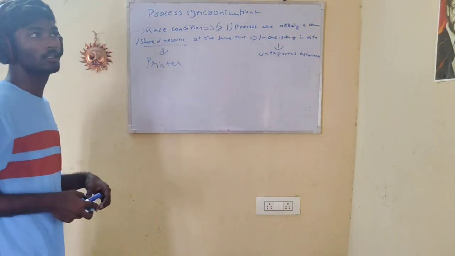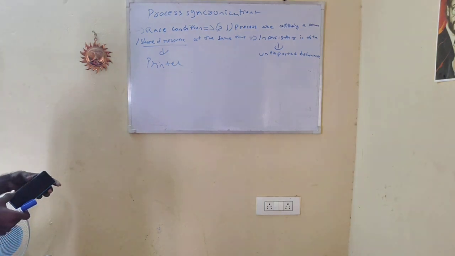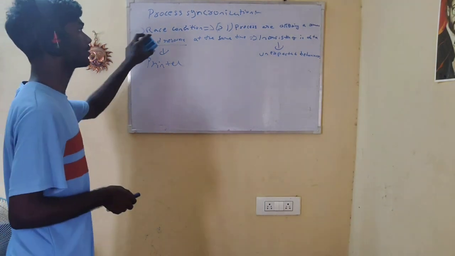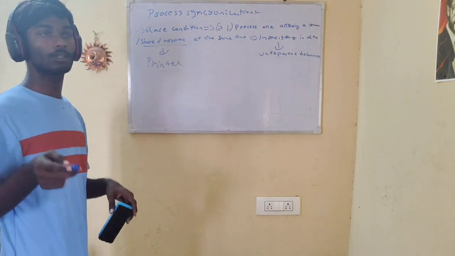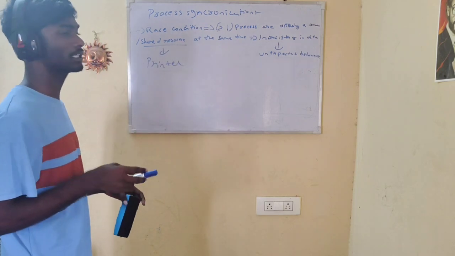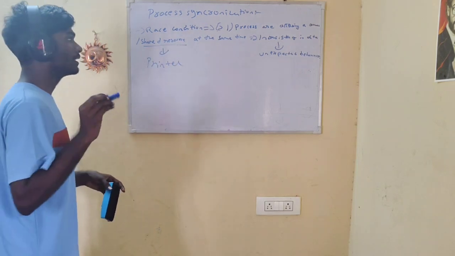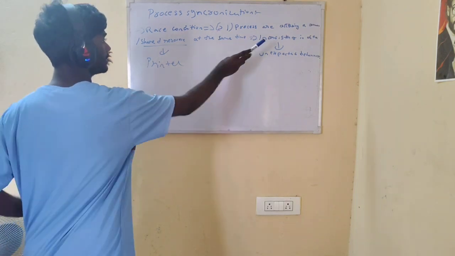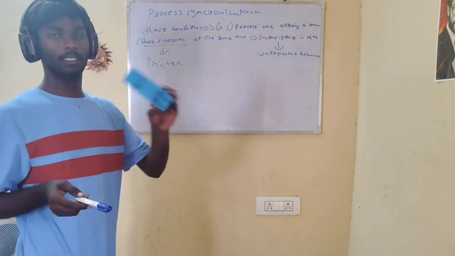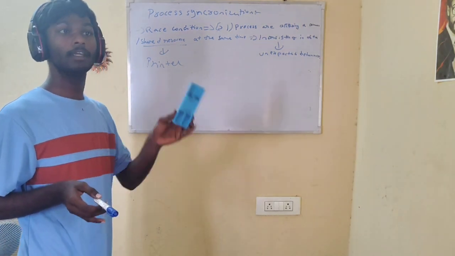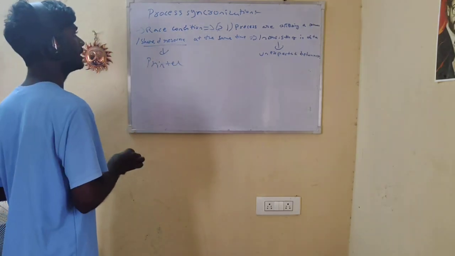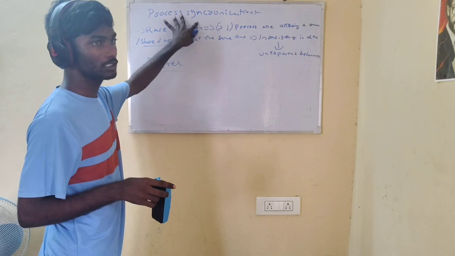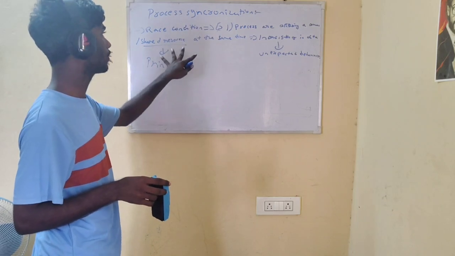Process synchronization. Before learning what process synchronization is, we need to know of a condition called race condition. Race condition means whenever more than one process is accessing a common resource or a shared resource at the same time, then there occurs inconsistency in data, which in turn leads to unexpected behavior in the way the program works.